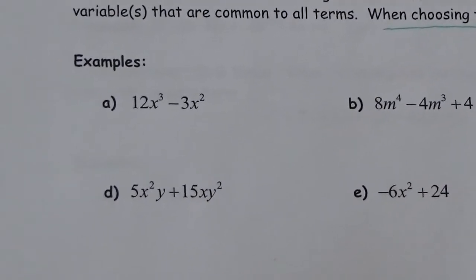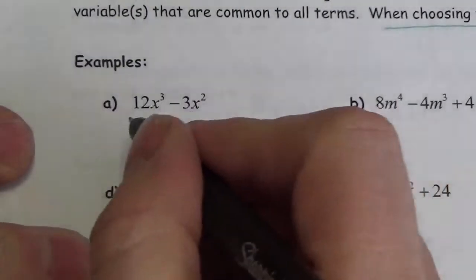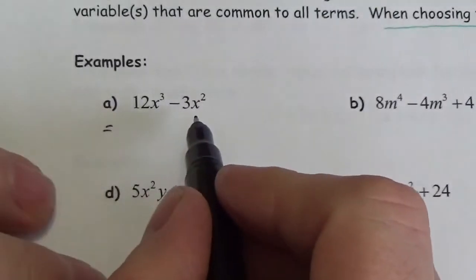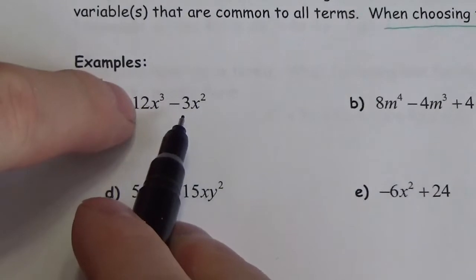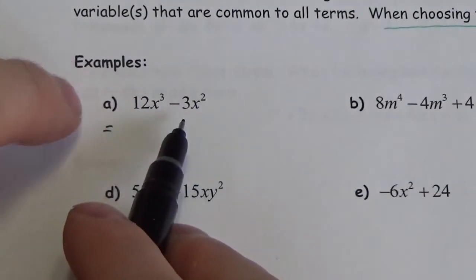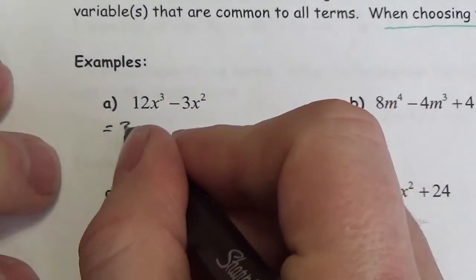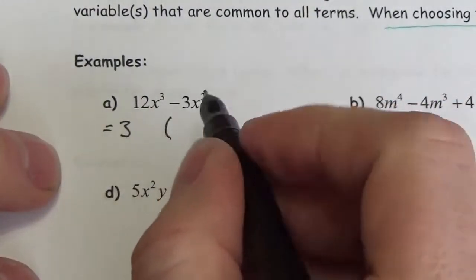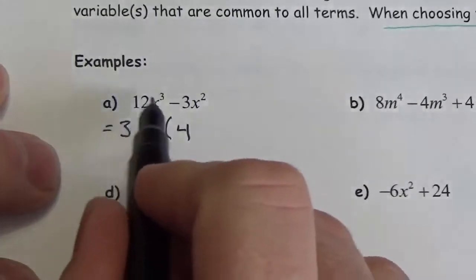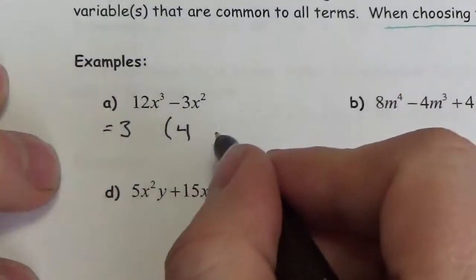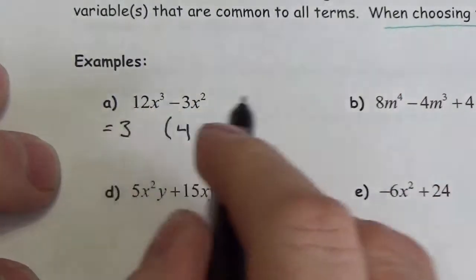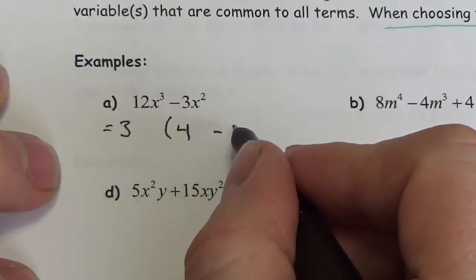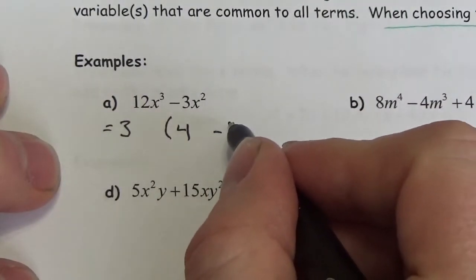Just zoom in a bit. Okay, so we're going to take a look at 12x cubed minus 3x squared. First of all, when I look at the coefficients, between the 12 and the 3, I recognize that there is a factor of 3 that's common to both of those terms. And that's going to leave me with a 4 in the first term, because 3 times 4 is 12. And I'm giving myself some room for the variables here. And then there's going to be a 1 left over here.